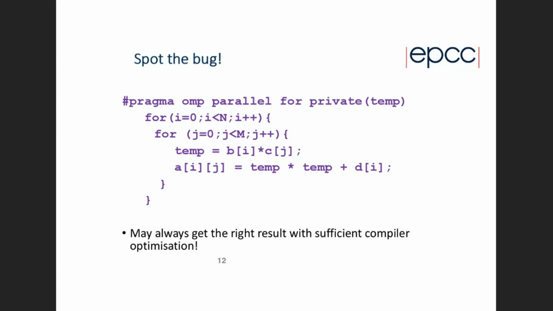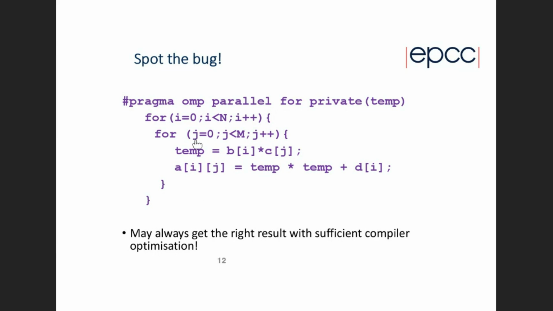I know that this is a bit of an old-fashioned example. Most people do the declaration inside here in modern C or C++. But people also tend to miss temporary variables and things like that as well. The nasty thing is that if you compile this code with sufficient compiler optimization, you may never see the race condition.